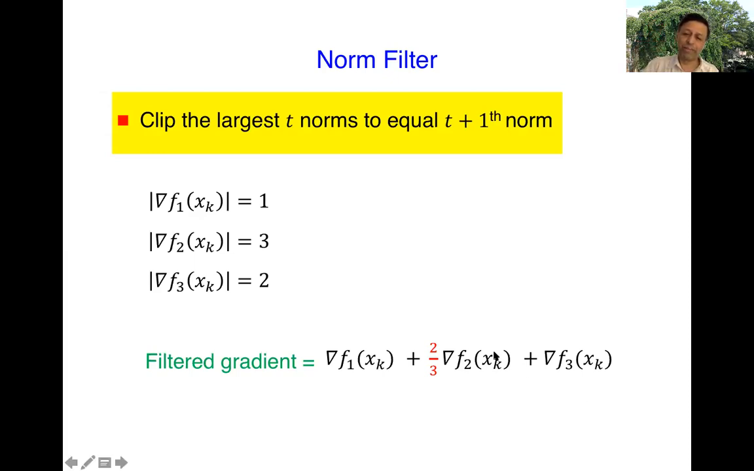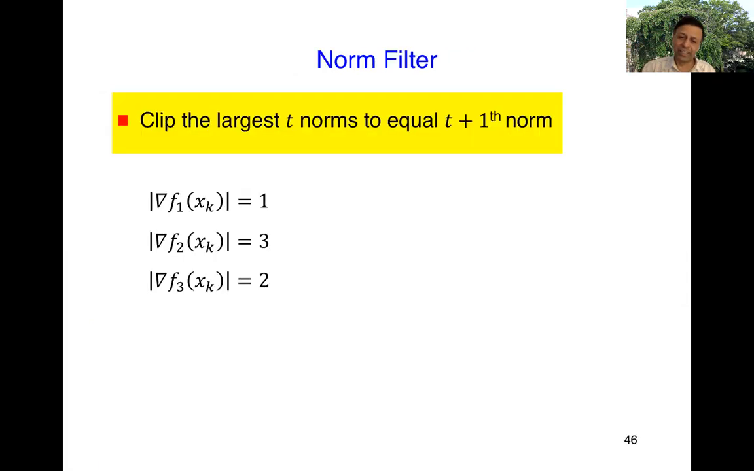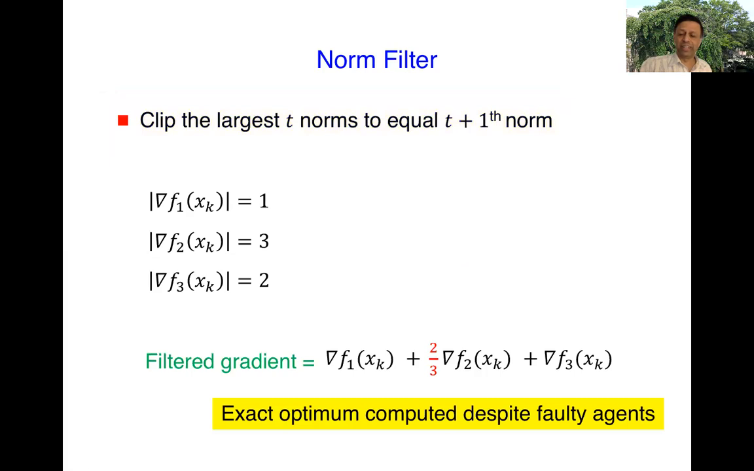So I have to multiply it by a factor of 2/3 and then add them up. And this is what I mean by the filtered gradient. It's actually an aggregate over all the agents, but some of the gradients have been modified, scaled, or clipped. And then we do this step to compute the next value of x. And then you repeat. If we repeat this iteration long enough, then we compute the exact optimum value of x that minimizes the global cost over all the good agents.